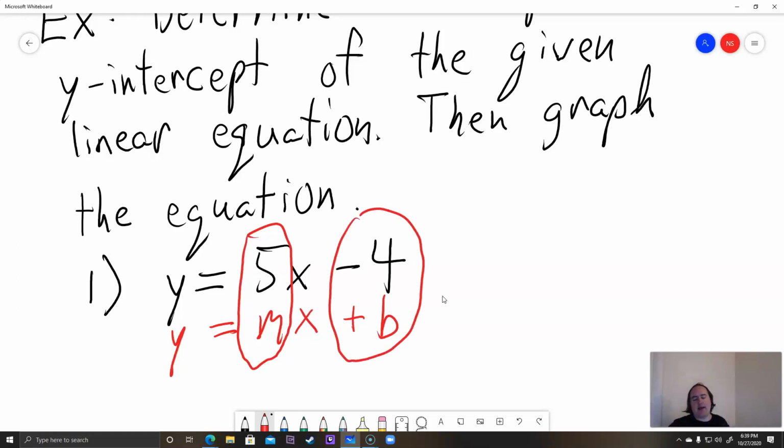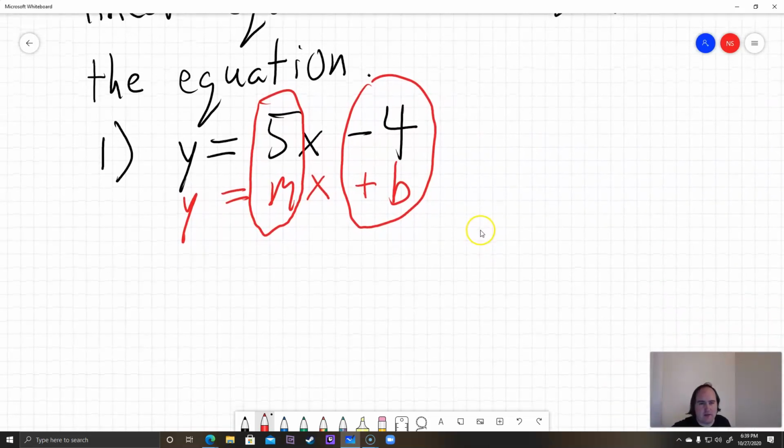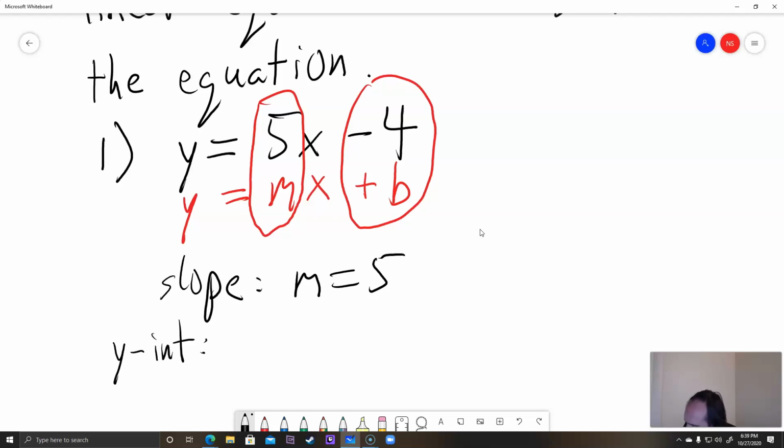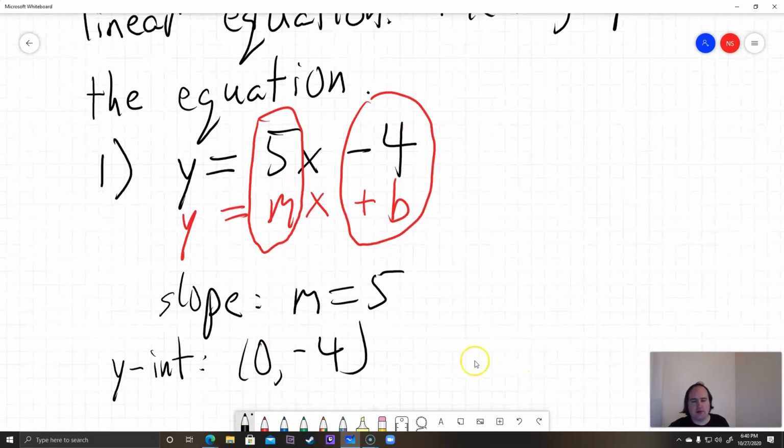So here we can see that m, the slope, is 5. So the slope is m equals 5. And then the y-intercept we know is (0, b). So that's going to be (0, negative 4). Right, because here we can see that b is negative 4, and then the y-intercept, x is 0, and then the y-coordinate is negative 4 here. Okay, and then we're going to use this information to graph the line.